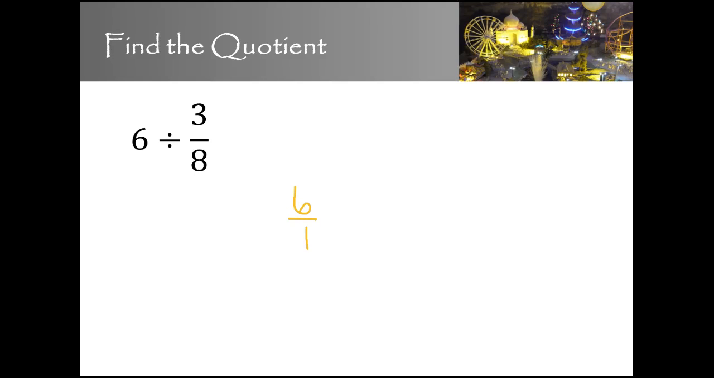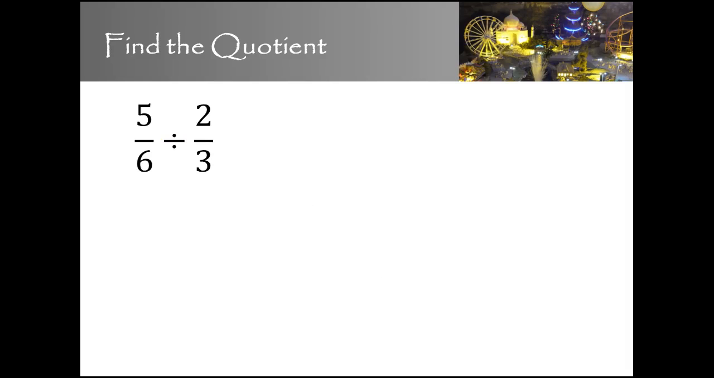I next turn the division sign into a multiplication sign because we're going to rewrite all division problems as multiplication, and then I find the reciprocal of the second fraction. That would be 8 over 3. Then I have a multiplication problem that I know how to solve. I can now cross-cancel, so 3 divided by 3 is 1, and 6 divided by 3 is 2. And I end up with an answer of 16 over 1, or 16. 6 divided by 3/8 equals 16.